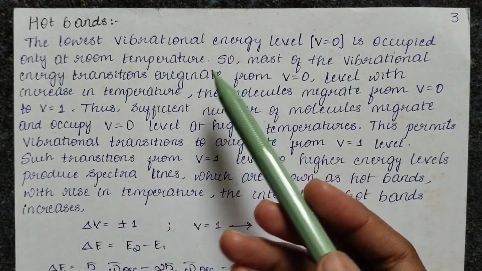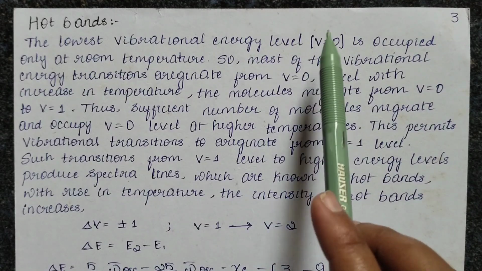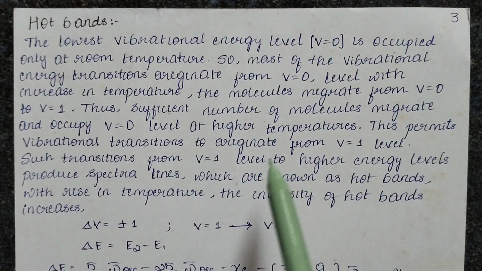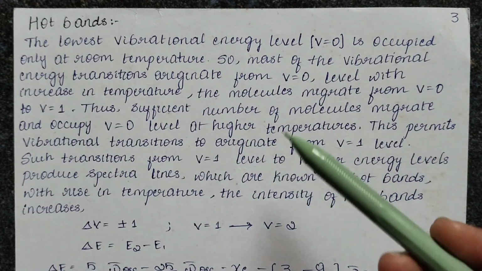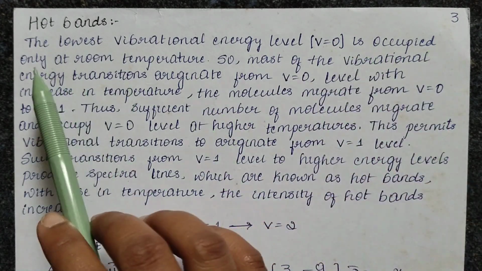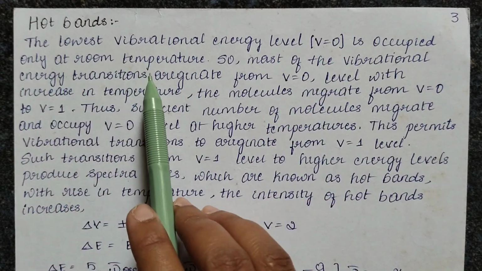Now let us see what these hot bands mean. The lowest vibrational energy level, that is V is equal to 0. So V is equal to 0 when we consider an energy level. The lowest vibrational energy level in any atom will be 0, and it is occupied only at room temperature. So the energy level 0 will only be occupied at room temperature.